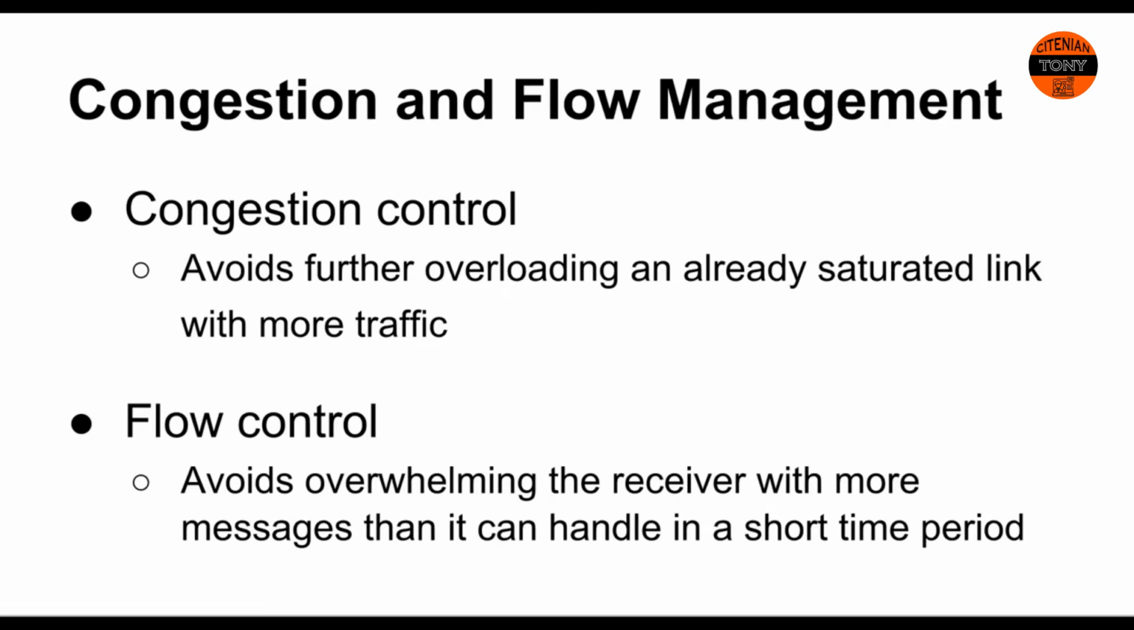Flow control, on the other hand, avoids overwhelming the receiver with more messages than it can handle in a short time period. The receivers on some devices are actually quite small. There might be memory-limited embedded devices, and sending too much data at one time can overwhelm them and cause them to lock up or simply start discarding messages. Flow control mitigates this problem.